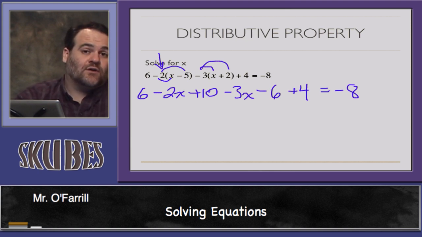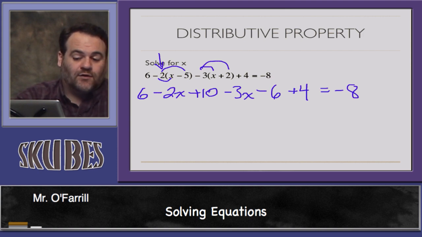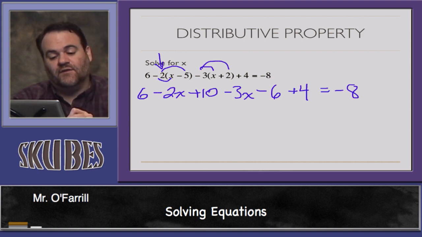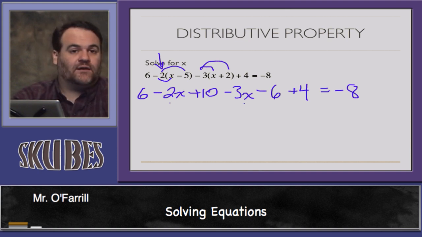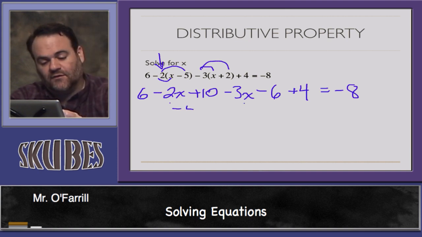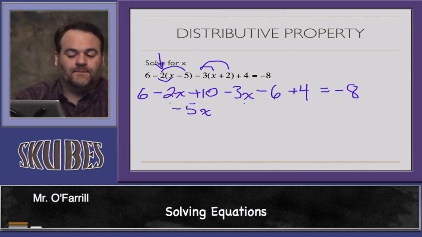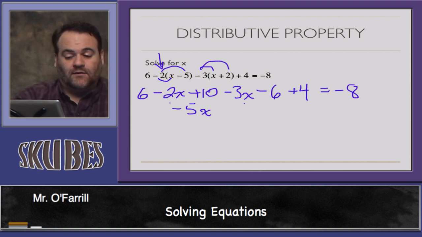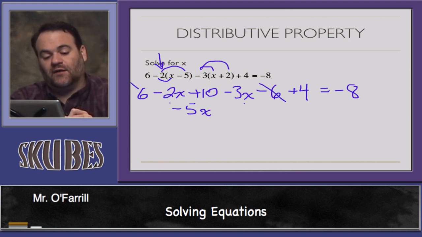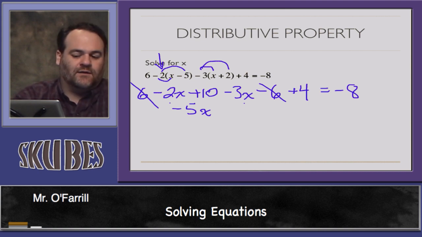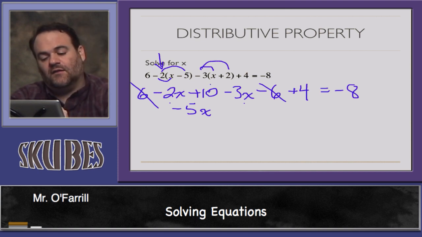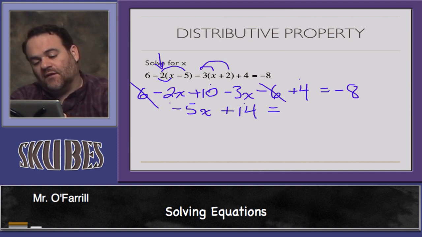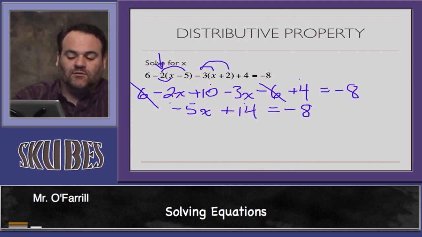And now we're back to where we started with combining like terms. Let's look at the x's first. We have negative 2x and negative 3x. Together, that's going to be negative 5x. And we've got quite a few numbers to combine. We do have a negative 6 and a positive 6. Those two are just going to cancel each other out. And we have a 10 and a 4 giving us 14. And all together, that's going to need to equal negative 8.